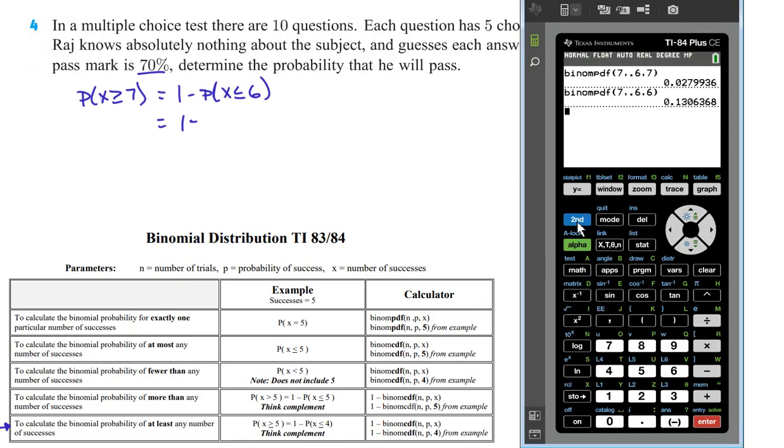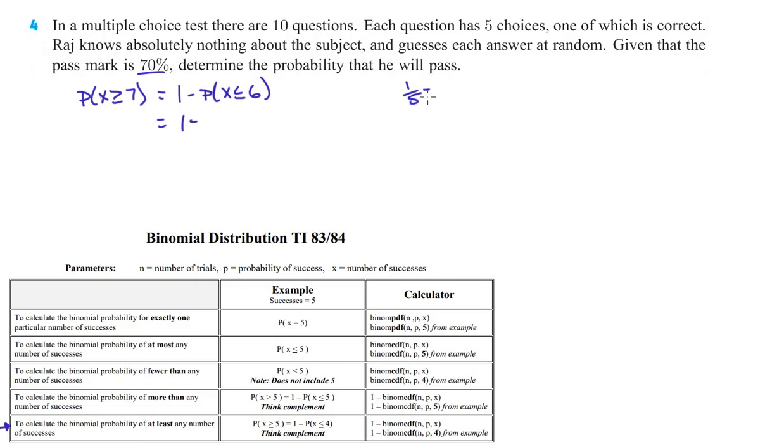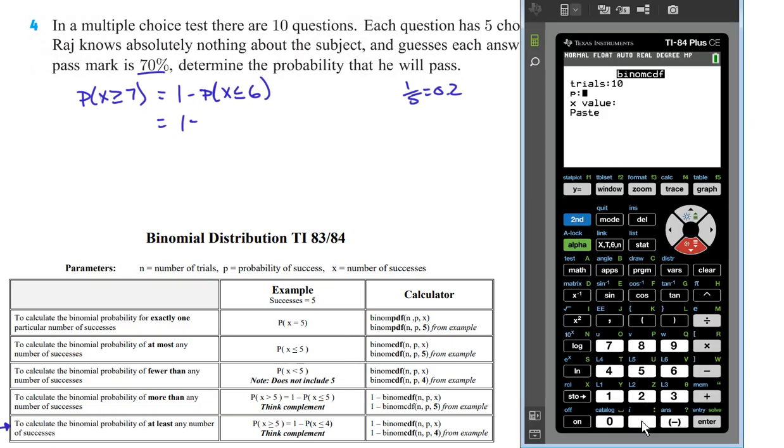Second variables, going down to, I believe it's B, binomial CDF. There are 10 questions, so there's 10 trials. The probability, if it's 1 out of 5, equals 0.2, which is 20%. So our probability is 0.2. And this one here, we want to know the probability of getting 6 or less, so we're going to put a 6 in there.